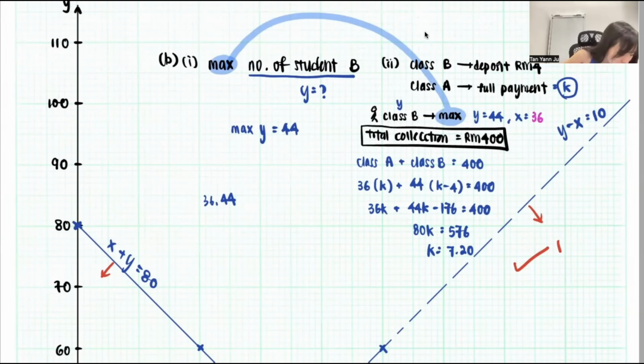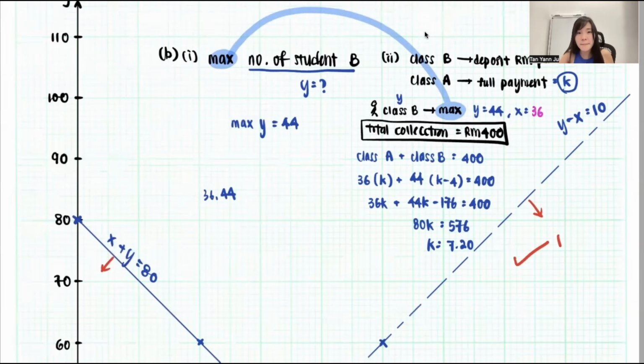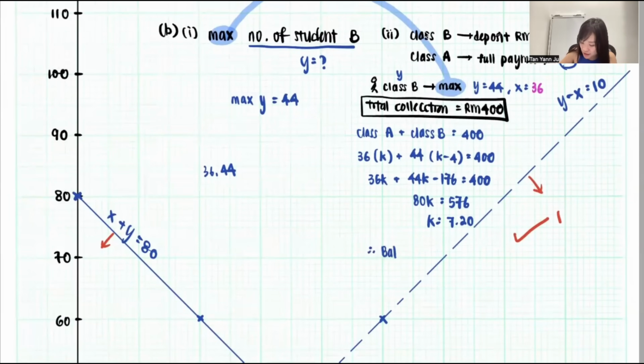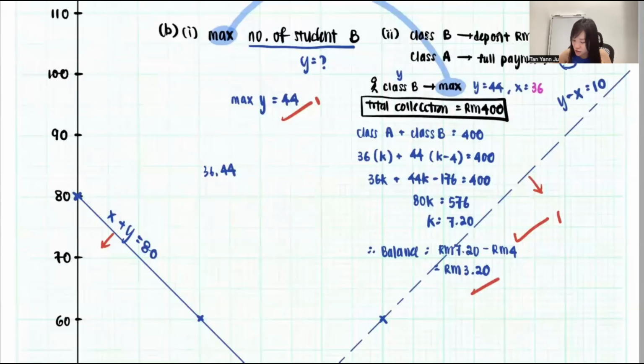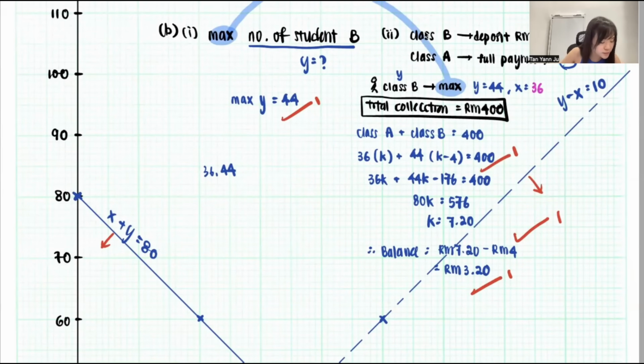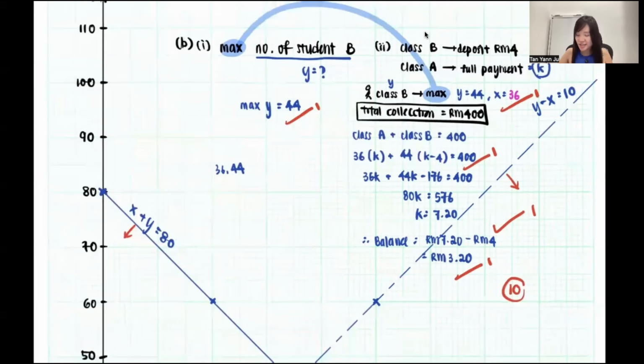But what does the question ask? Calculate the balance of the payment that has yet to be paid by each student. So the balance will be 7 ringgit 20 cents minus the deposit of 4 ringgit. So the balance is 3 ringgit 20 cents. That is 4 marks for the back part. You get this 1 mark, you get this 1 mark, you write this out correctly 1 mark, and still 1 more mark. Where does it go? Oh, you got this 36, 44 right, another 1 mark. And this question is worth 10.